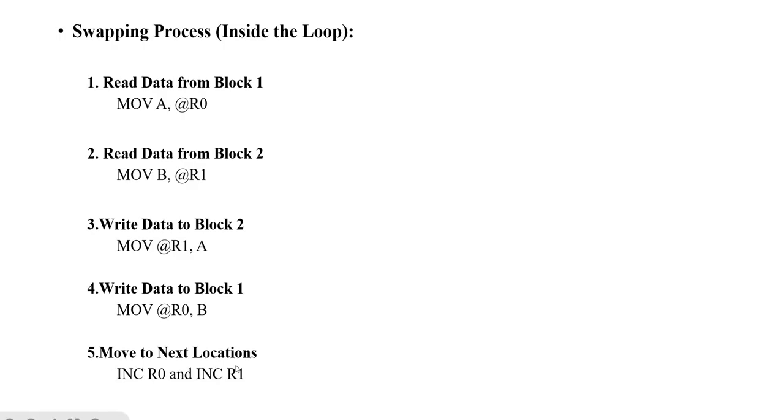Next is move to next locations. So what are the instructions to move to the next locations? Increment R0 and increment R1. Initially R0 was 30H and R1 was 40H. When these two instructions are executed, R0 will become 31H and R1 will become 41H. So in this way, the loop will execute 10 times.